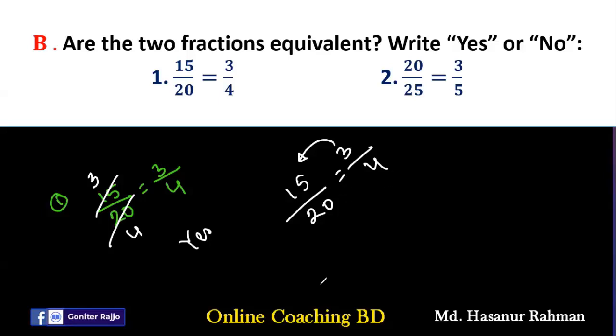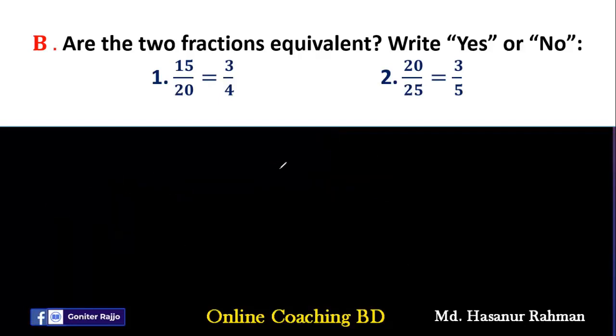Very simple. And another very interesting way to solve it. Suppose I multiply this denominator by this numerator, then 20 3s are 60 and 4 15s are 60. Then you will see that both numbers are equal. Then you can easily identify that this one is an equivalent fraction. Yes, this one is equivalent.